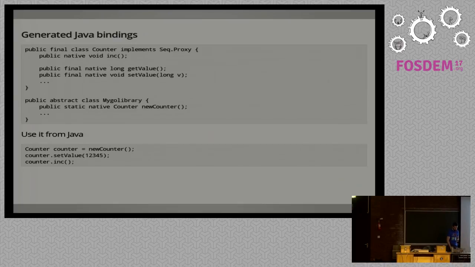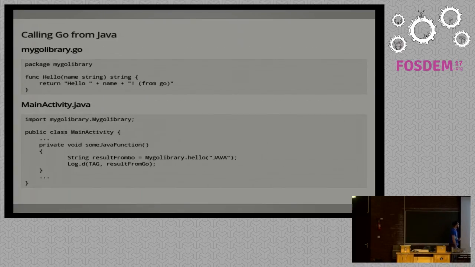An example of using this is our Go code as before, and in Java, it could be the main activity or whatever in your code. You need to import the library and later use it. It's very simple and it's really good.